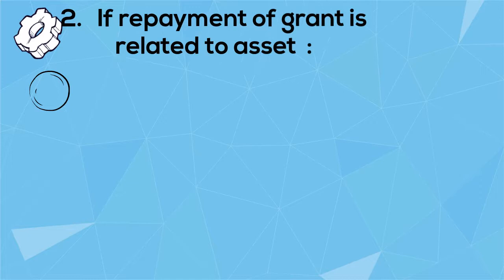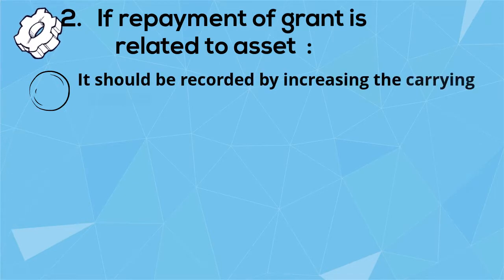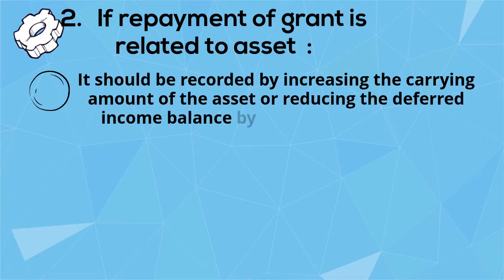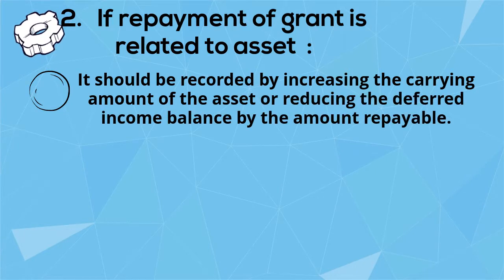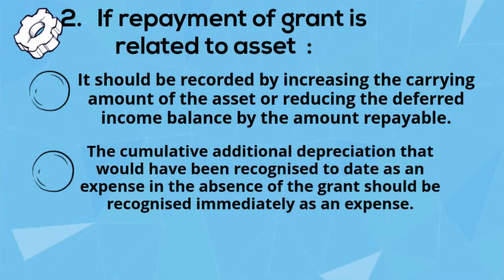Second, if repayment of the grant is related to an asset, it should be recorded by increasing the carrying amount of the asset or reducing the deferred income balance by the amount repayable. The cumulative additional depreciation that would have been recognized to date as an expense in the absence of the grant should be recognized immediately as an expense.